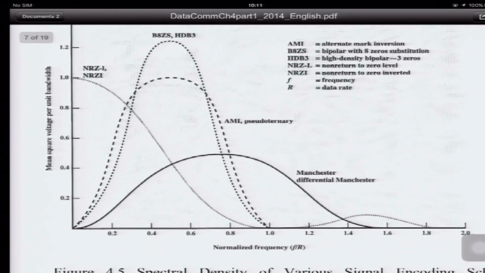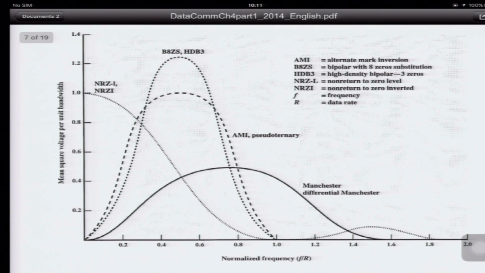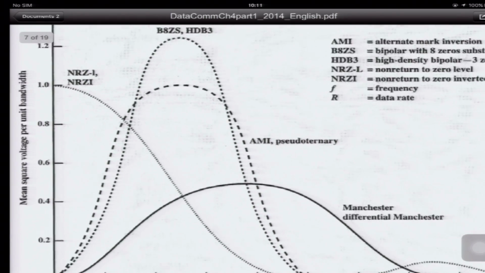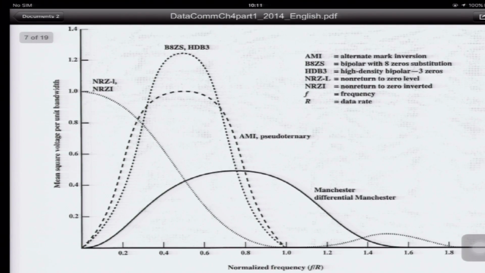We consider the NRZ-I and NRZ-L to have good bandwidth, because when you consider bandwidth, usually we consider only the main lobe. So we will see that the bandwidth is comparable to the B8ZS and HDB3 here, which is also 1 unit of bandwidth, by considering only the main lobe.